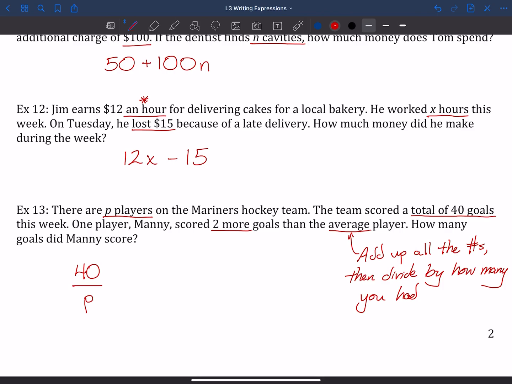But Manny did pretty well. He scored 2 more goals than the average player. So we're going to take this average, that's what we've got here, and Manny scored 2 more than that, which means all I'm going to do is add 2 on the end. So that's actually the end of this one already.